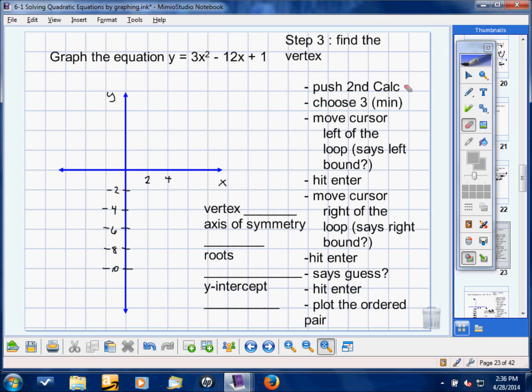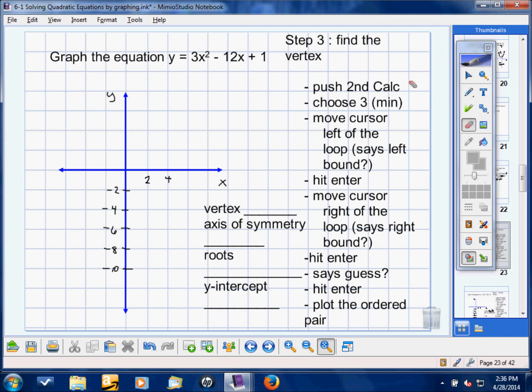Does everybody have the instruction "push second calc" written down? Just the part that says push second calc, that's the very beginning. I want you to push second calc. Second, it's on the trace key. Is everybody on that screen where it says calculate? Okay, you need to get there. We need to at least find the vertex.